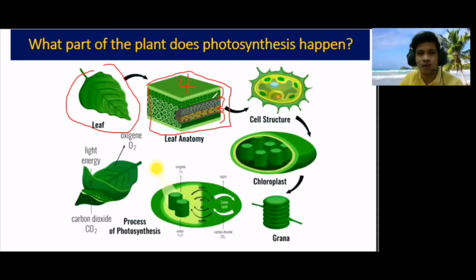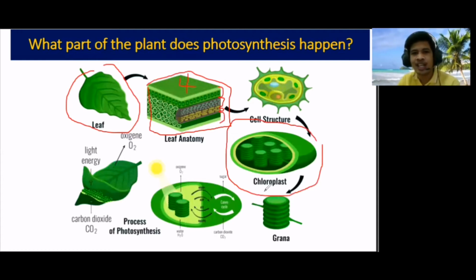And inside layer number 2, we can find this structure, chloroplast. Again, this is pronounced chloroplast. Now inside the chloroplast, you can find grana. You can find grana, this one here, inside the chloroplast.